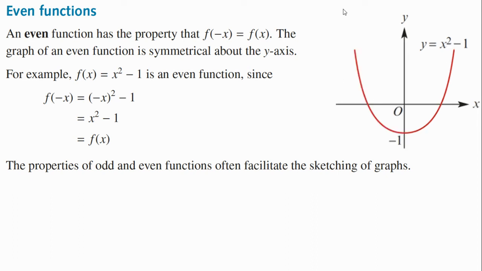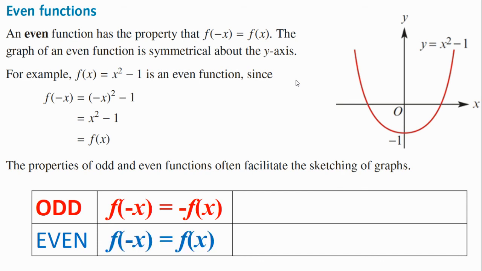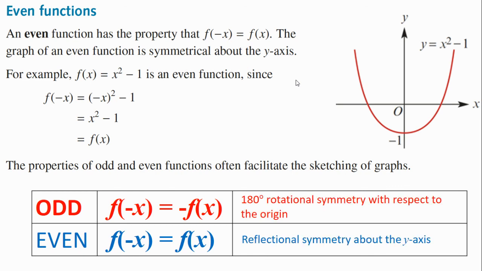Algebraically, we can prove it by showing that f of minus x is the same as f of x. If we put it into a table, nice and easy notes: odd function, f of minus x equals minus f of x. Even function, f of minus x equals f of x. For an odd function, 180-degree rotational symmetry with respect to the origin. Even function, reflectional symmetry about the y-axis.